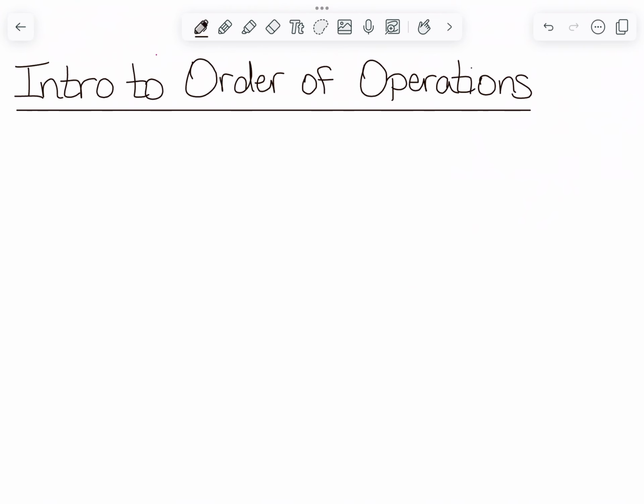Hello everyone. Today we're going to look at order of operations, sometimes called PEMDAS. This is a rule that tells us which math operations to do first, so we always get the same answer.